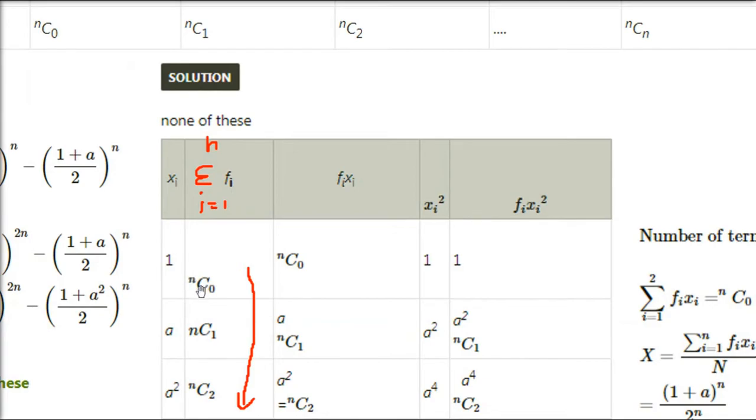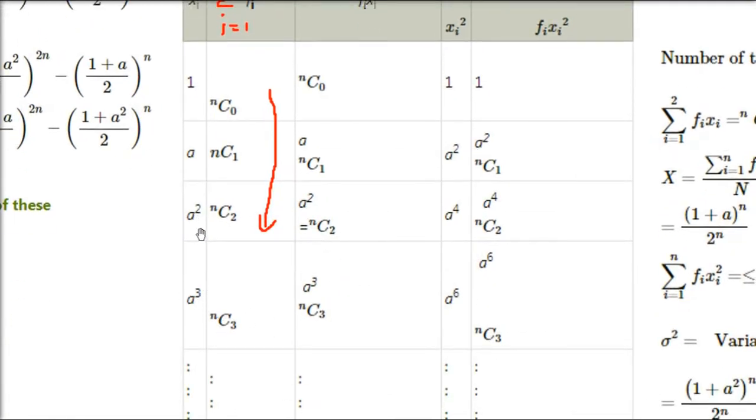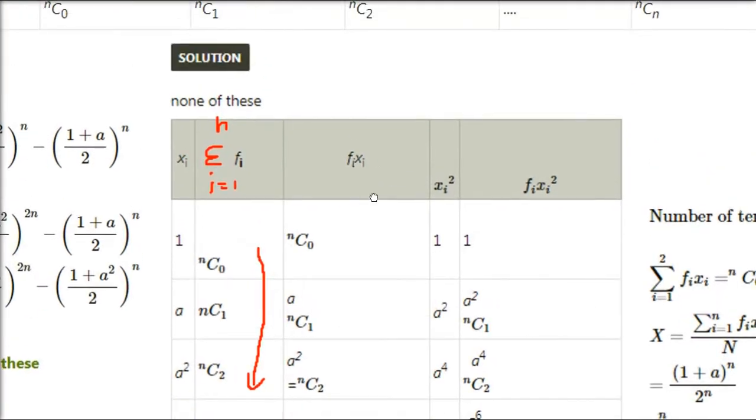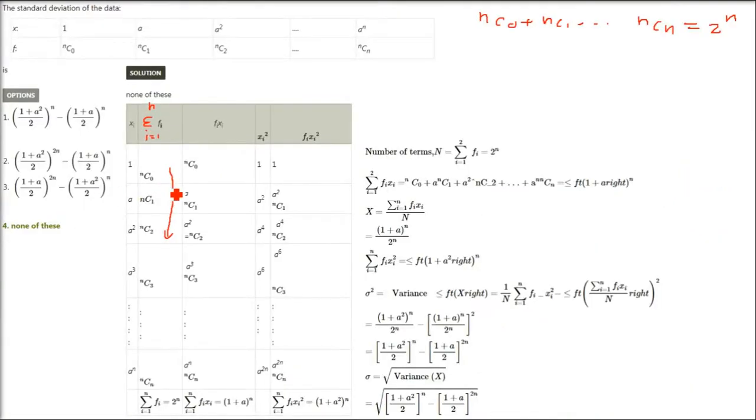Coming to xi fi, we'll multiply each corresponding column values, first and second column value, and put it in the third column. So a square nC2, a cube nC3, like this. This is fi xi. Now we have to take the sigma fi xi, the addition of this third column. This is sigma fi xi we are interested in, right?